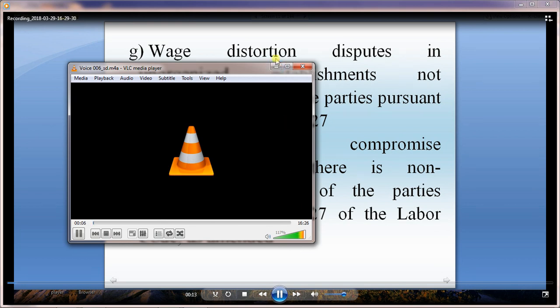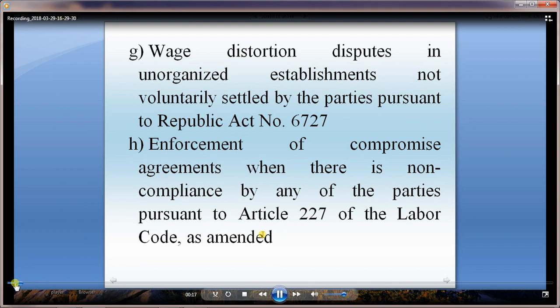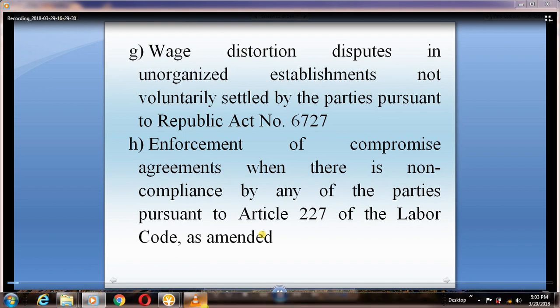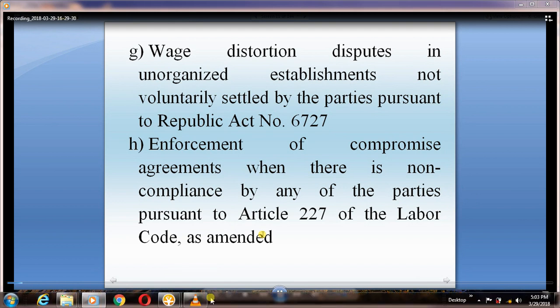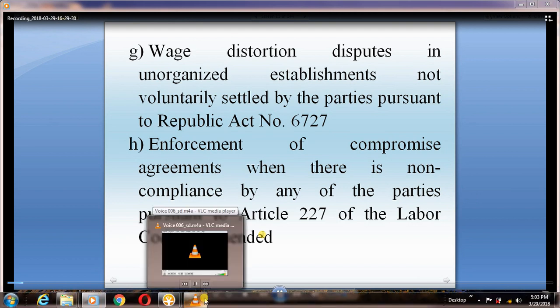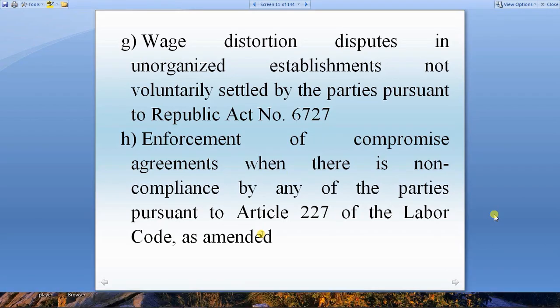Let us continue. Now, we have wage distortion disputes in unorganized establishments not voluntarily settled by the parties pursuant to Republic Act Number 6727, and the enforcement of compromise agreements when there is non-compliance by any of the parties pursuant to Article 227 of the Labor Code as amended. So, moving on.